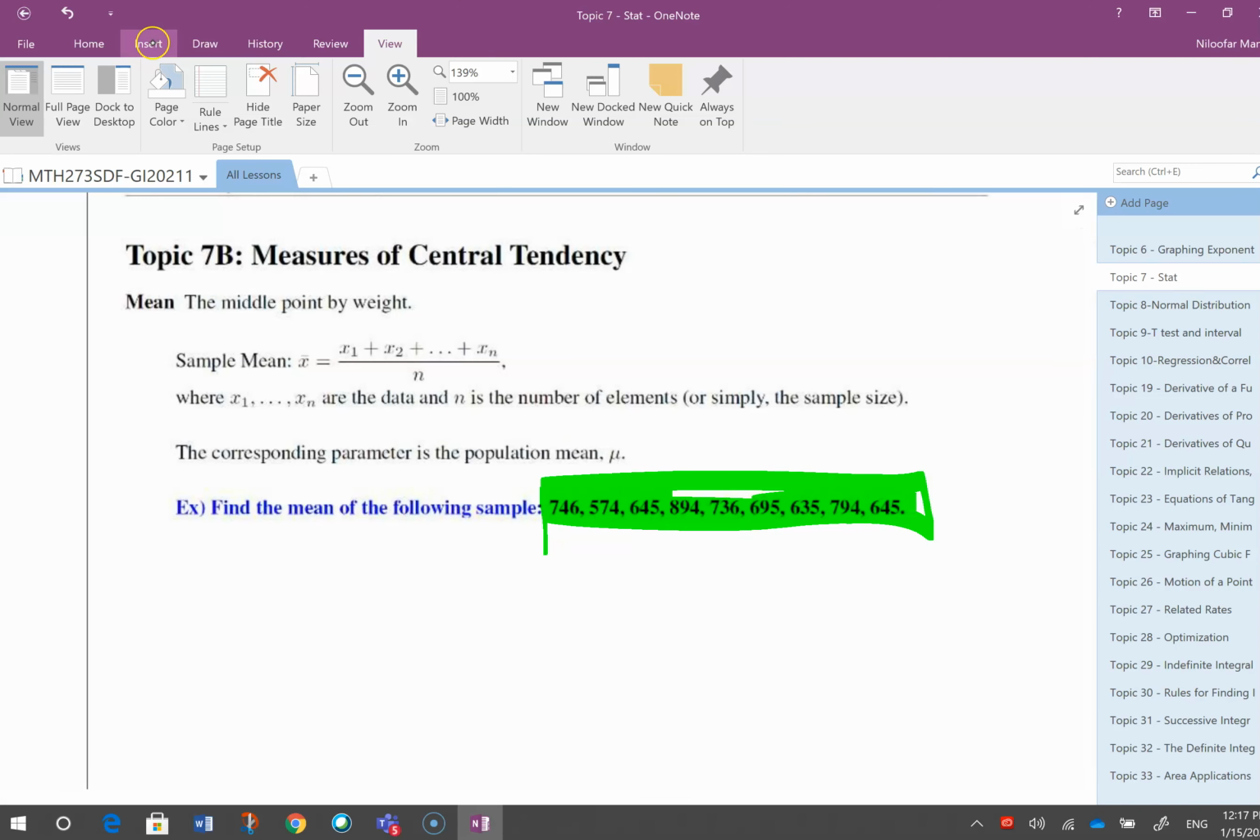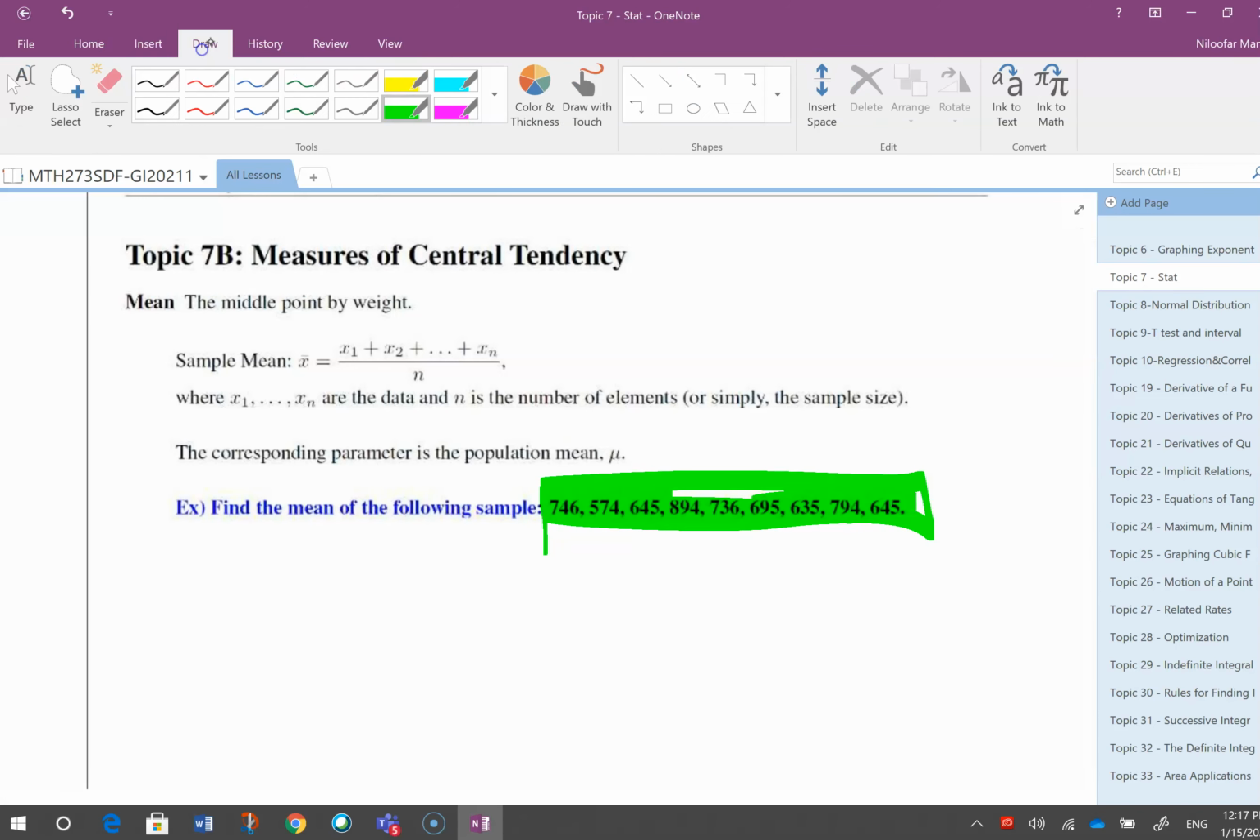Okay, so you add them all. So let me go here. This, x bar. I say x bar because I am working with a sample. So sigma x i, i from 1 to n, divided by n. This is the symbol I show as summation.